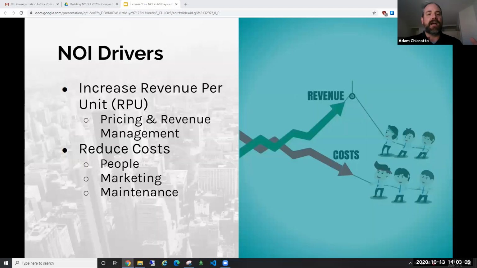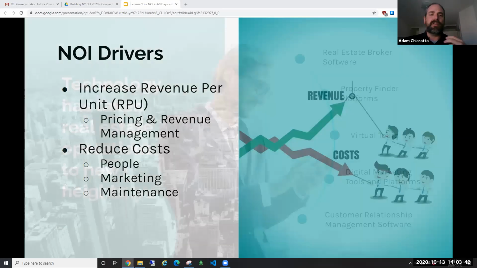So now let's start with, what is NOI? It's a pretty basic concept. It's the net operating income. We have liabilities and expenses, and then we also have revenue and income. To really drive NOI, you're either going to have to increase that revenue per unit, we call it the RPU, how much rent you're taking in, and things like that. But you can also impact your NOI by reducing costs, making people more efficient, doing more with less, with your marketing, your maintenance budgets, all of these different things. And that's really the key drivers for NOI.